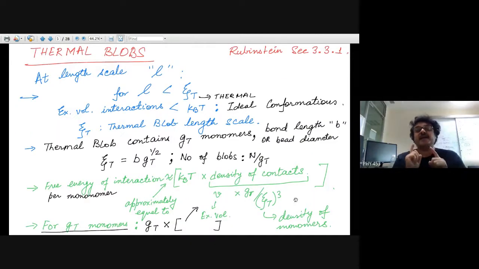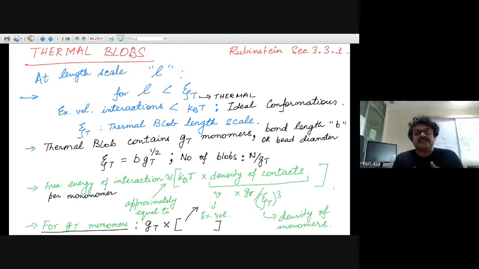This is the key idea which you will see keeps getting repeated as we discuss different kinds of blobs, say thermal blobs and compression blobs, and so on. So there will always be a length scale, and above that length scale, there will be interaction of kBT between blobs. Okay, so this is the general idea of blobs. It will always define a length scale, a segment of the polymer chain.